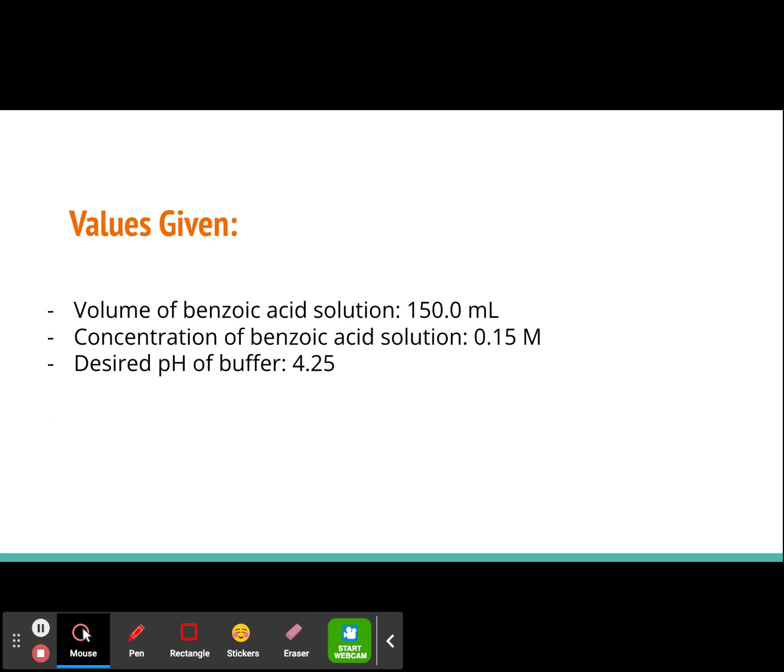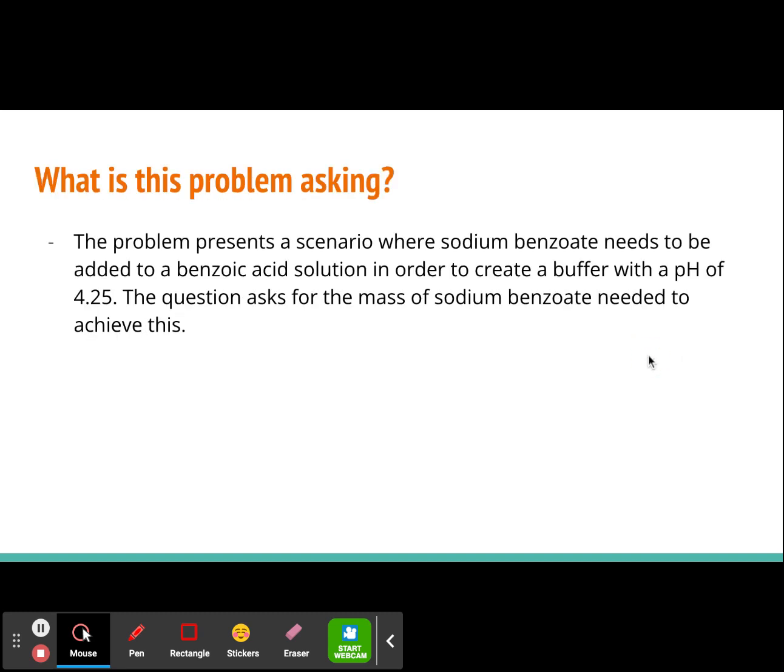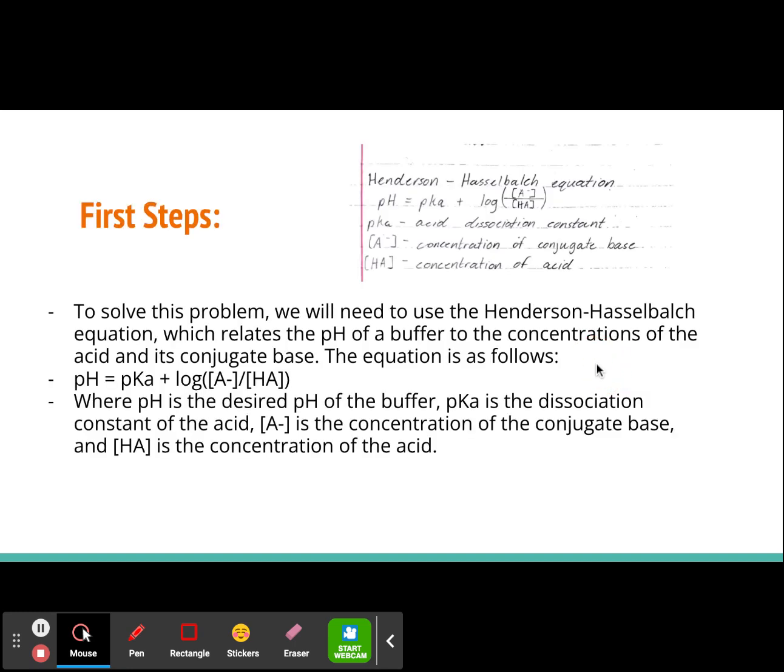The values given to us were the volume of benzoic acid solution, which was 150.0 milliliters, the concentration of benzoic acid solution, which was 0.15 molar, and the desired pH of the buffer, which was 4.25. The problem presents a scenario where sodium benzoate needs to be added to a benzoic acid solution in order to create a buffer with a pH of 4.25. The question asks for the mass of sodium benzoate needed to achieve this.